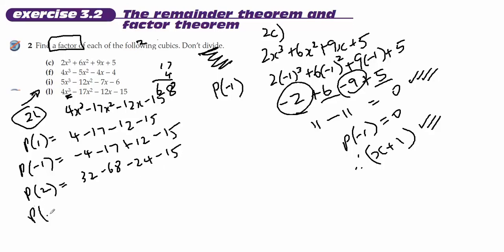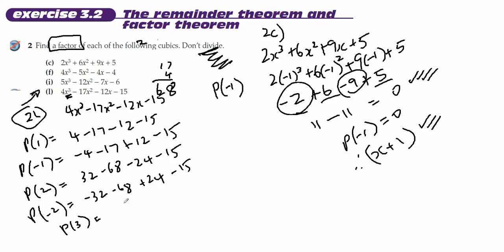P of negative 2. This will be 4 eights are 32, but it will be negative 32. This will be negative 4. That's still going to be minus 68. This is going to be 2, that's going to be plus 24, minus 15. That's no good. P of 3.